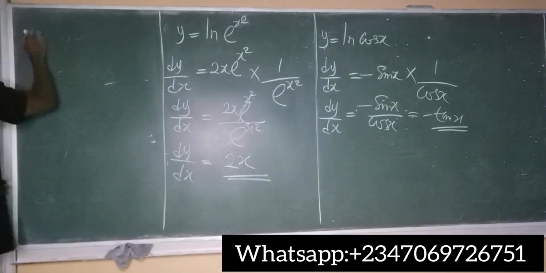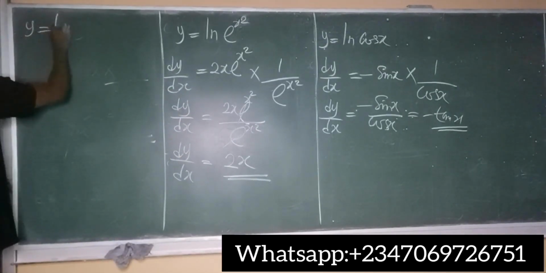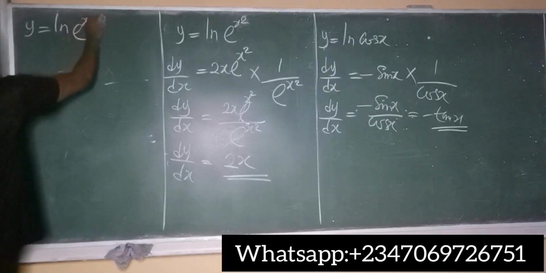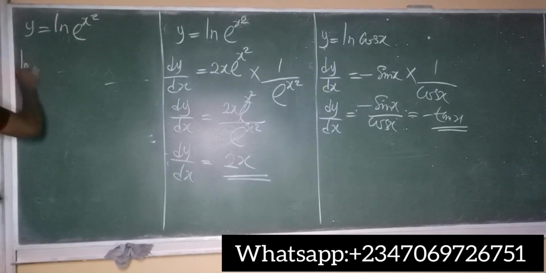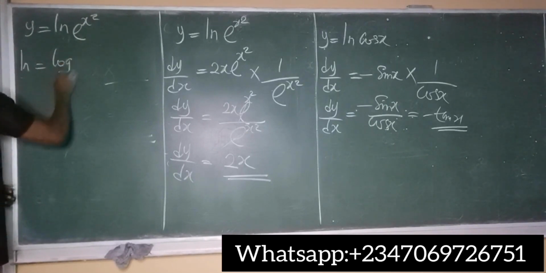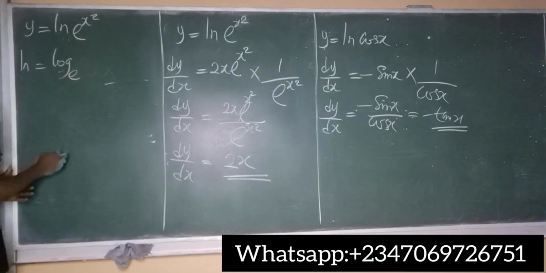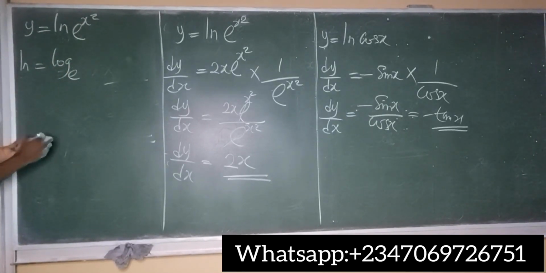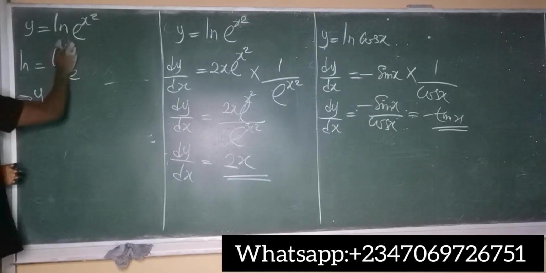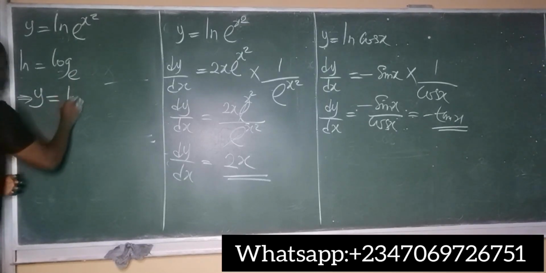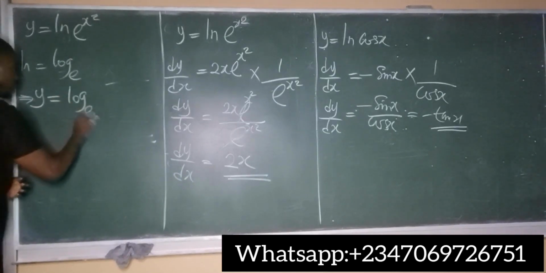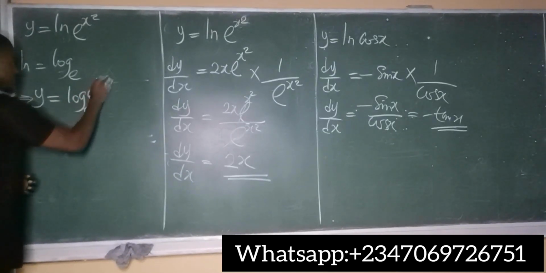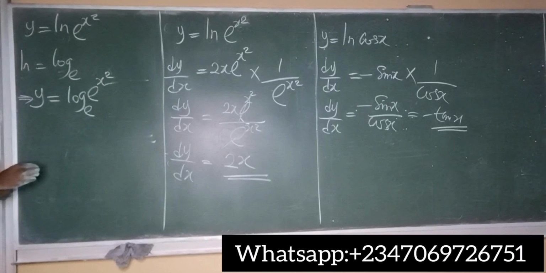Okay, so you know that from y equals ln exponential x squared, ln is same thing as what? Log to base e. This is what ln means. Ln simply means log to base e. That's a natural logarithm. So this actually means that y itself is now equal to, in place of this ln, we are simply saying log to base e of what? Exponential x squared. So this is what you have.